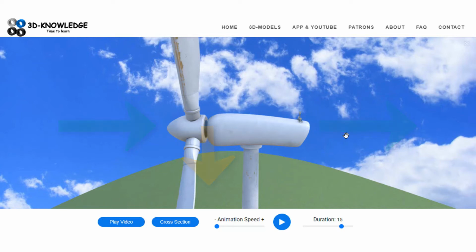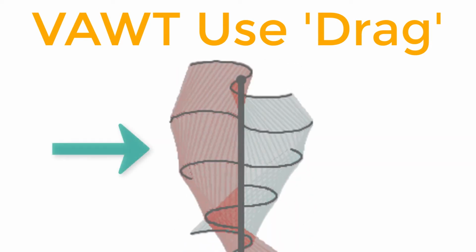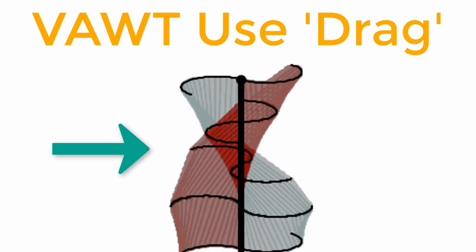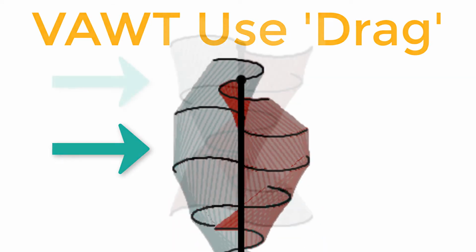With a vertical axis wind turbine, we don't have lift, we have something called drag. Essentially what will happen is the wind will blow into a large cup-shaped area, and this will cause the turbine to rotate. However, it only rotates for about half of its cycle.